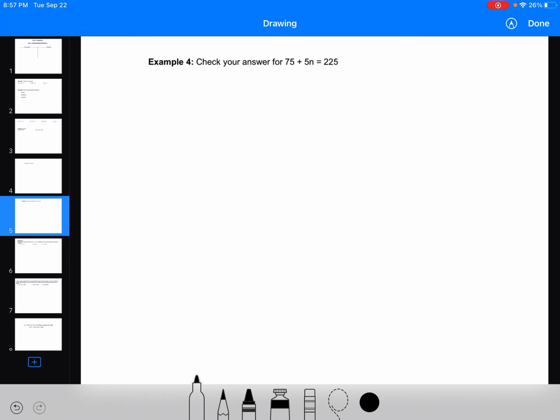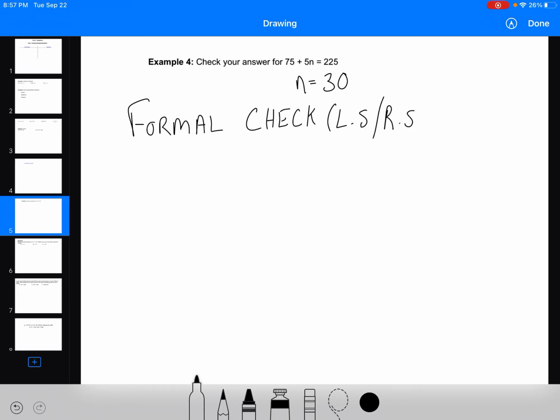Okay, now here we did this answer. We found out our answer for this question we just finished. This is the question we just looked at here, was n equals 30. Now there's a way to formally check. This is the only way that I will accept a check. Okay, so a formal check, or a left side, right side check.